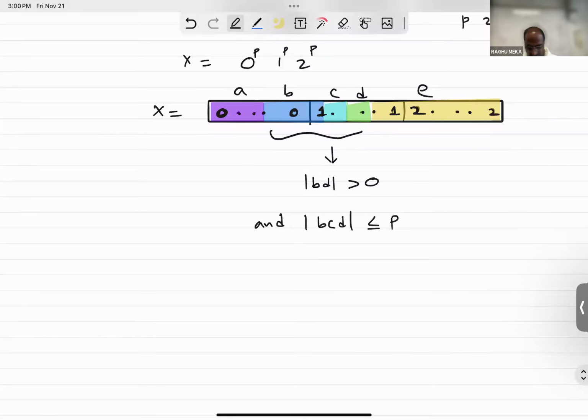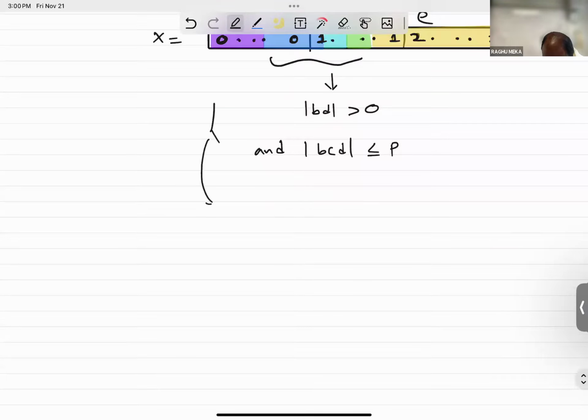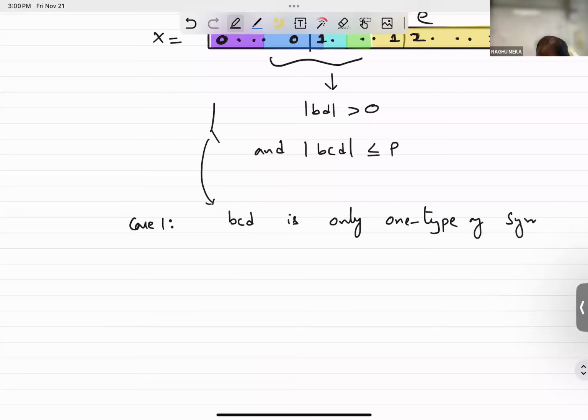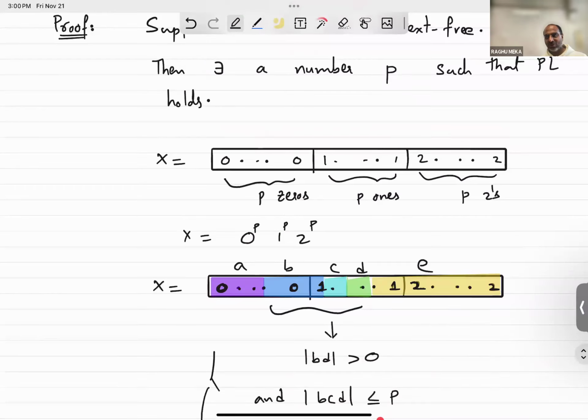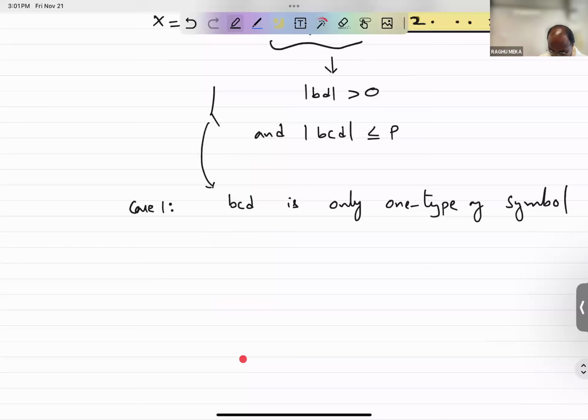So we have cases. Let's say case 1: BCD contains only one type of symbol. So it's contained entirely within one block; I can have it either here, here, or here. In this case, I want to say we immediately get a contradiction. Why?